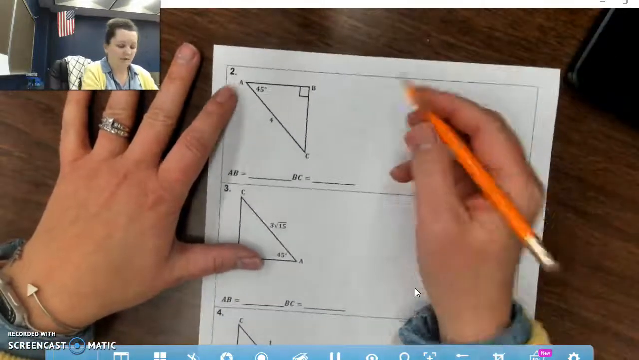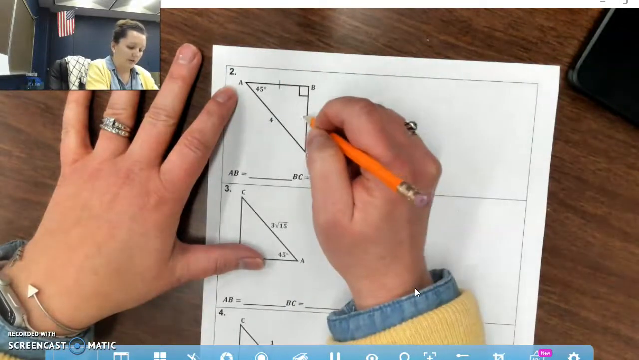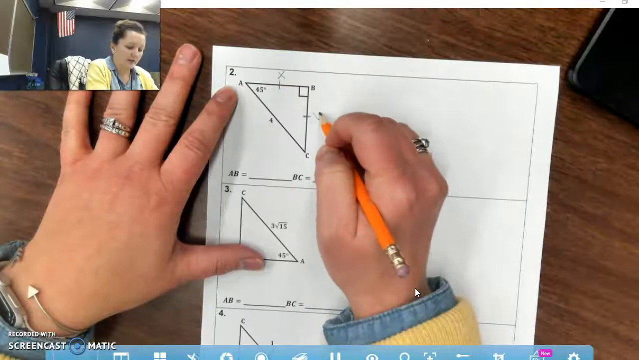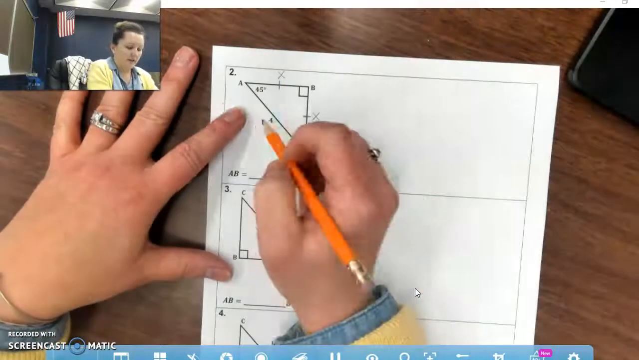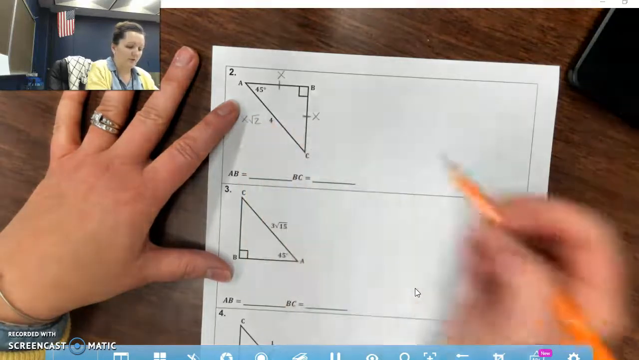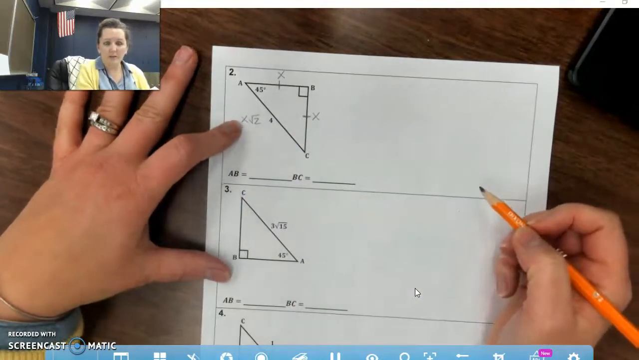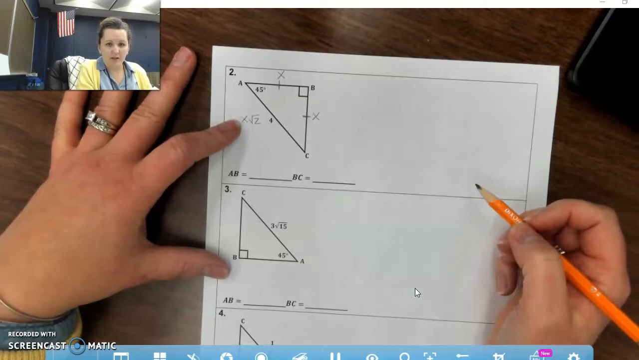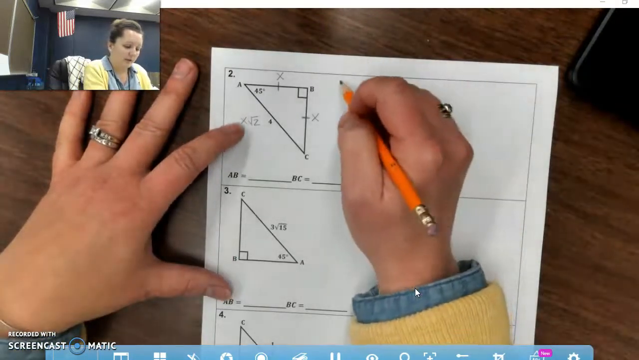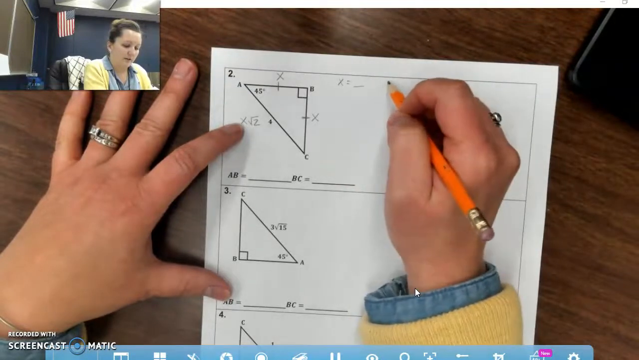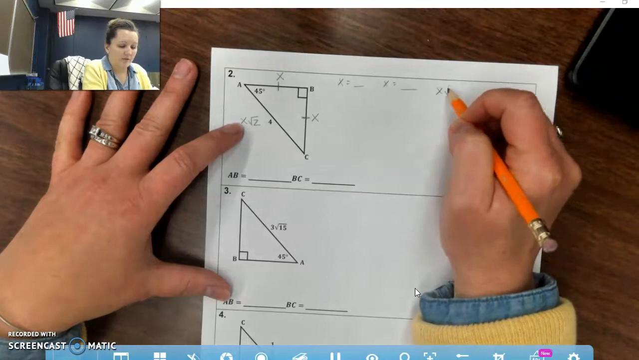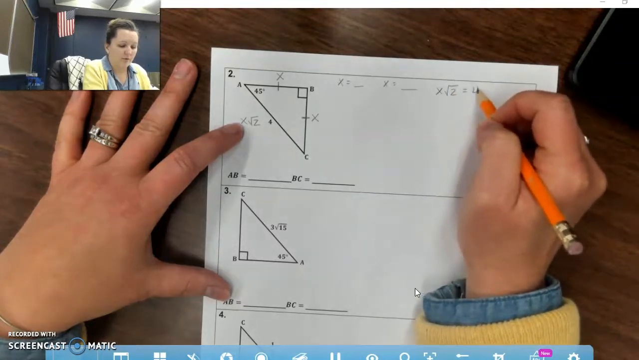This one's a little bit tougher. My legs are here, right? And they're the same, so x and x. And this value, my hypotenuse, is x times the root 2, right? So this gets a little bit tricky because I want to solve for x. I want to know what x is. So I'm going to say, well, okay, I don't know what x equals, but I do know that x times the square root of 2 equals 4, right?